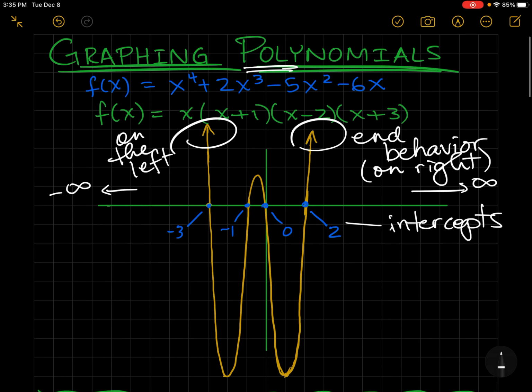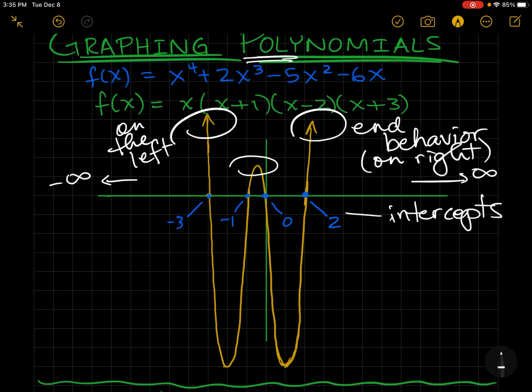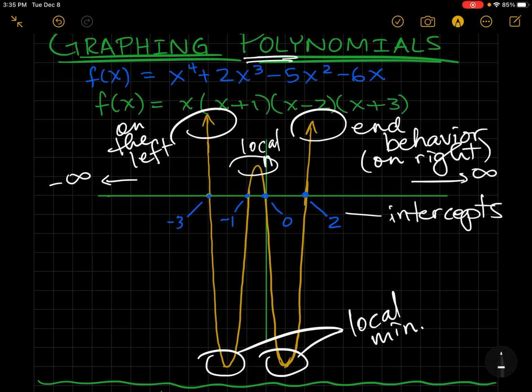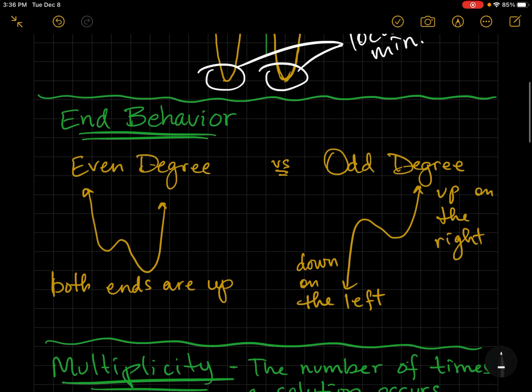With parabolas, we had maximums and minimums at the vertex. However, we have what we call a local minimum or maximum. These would be local minimums. And this would be a local maximum. Okay, so there's a lot of things we're going to look at here when graphing polynomials. But notice the first thing I did is factor it. So you want to factor first, and that helps you find your x-intercepts. So other things that we're going to look at, well, let's just jump in.